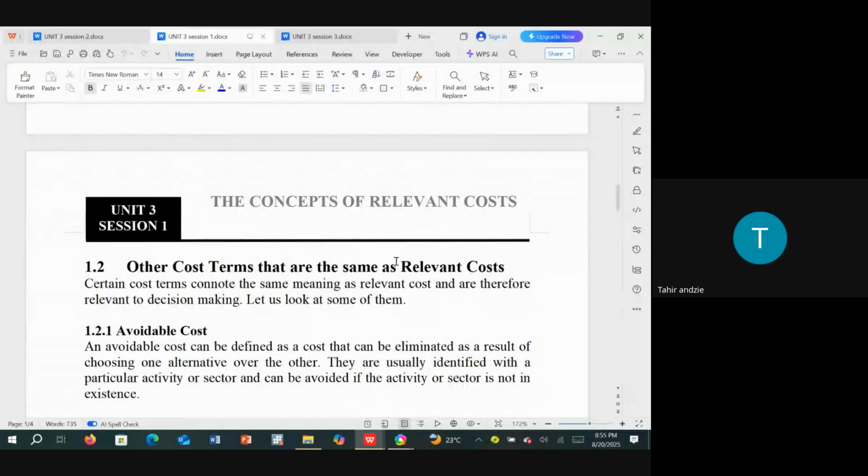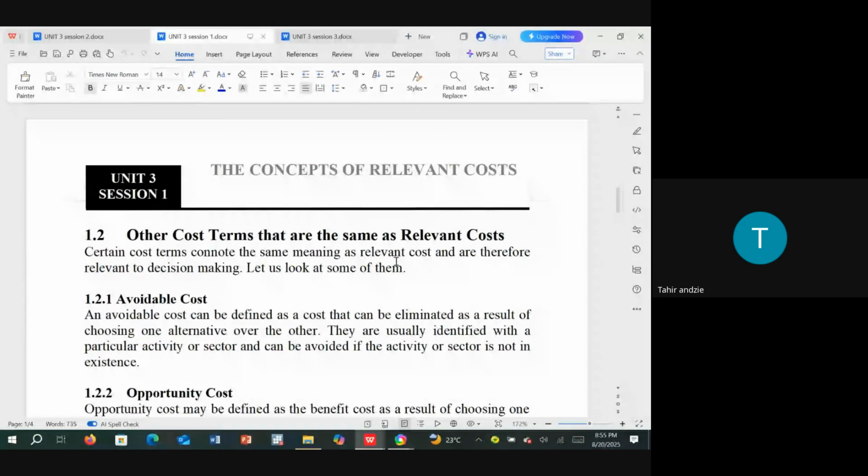Other cost terms may connote or have the same meaning as relevant costs and therefore are relevant to decision making. Let us look at some of these terms. One of them is avoidable costs. You can be asked to differentiate between avoidable costs and unavoidable costs, or avoidable costs and opportunity costs. So take note of them.